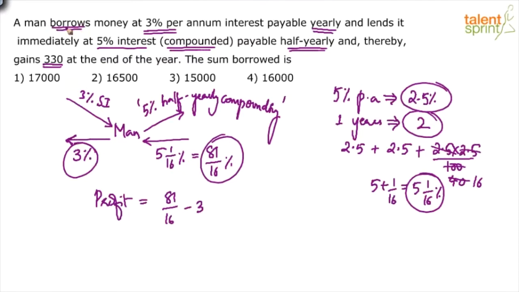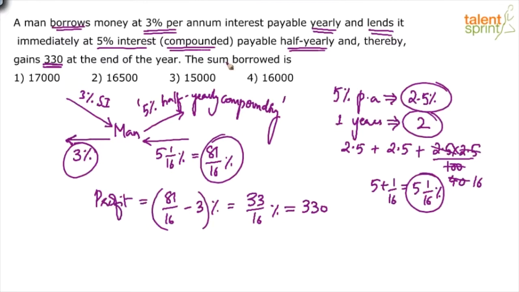He has borrowed some money, right? And he has lent the same money. So the principal is same. So I can directly take the difference of these two. 81 by 16 percentage minus 3% is the profit. Simplify further. 3, 8, 16 is 48. 81 minus 48 would be 33. 33 by 16. 33 by 16 percentage is equivalent to 330 rupees. He gained 330 rupees. So I can say this percentage income that he has made is equivalent to 330.